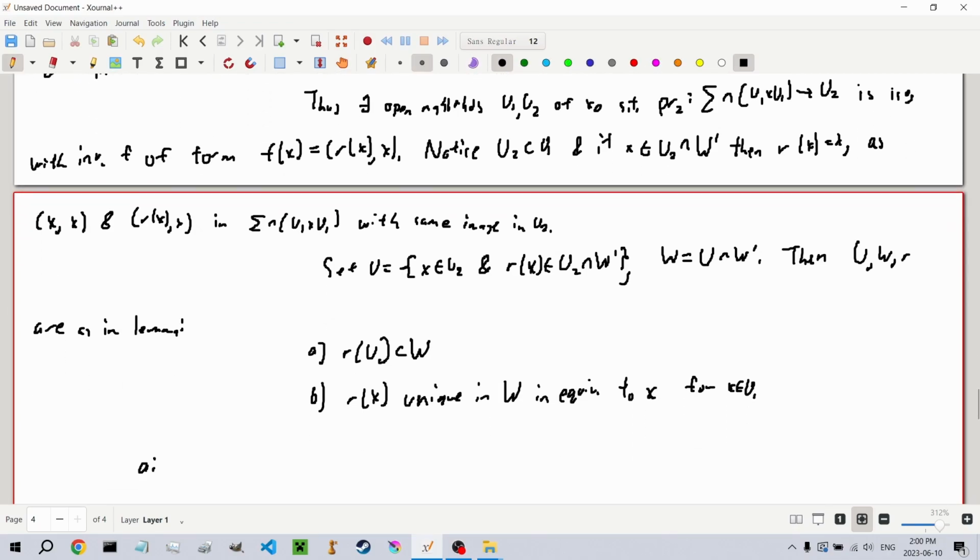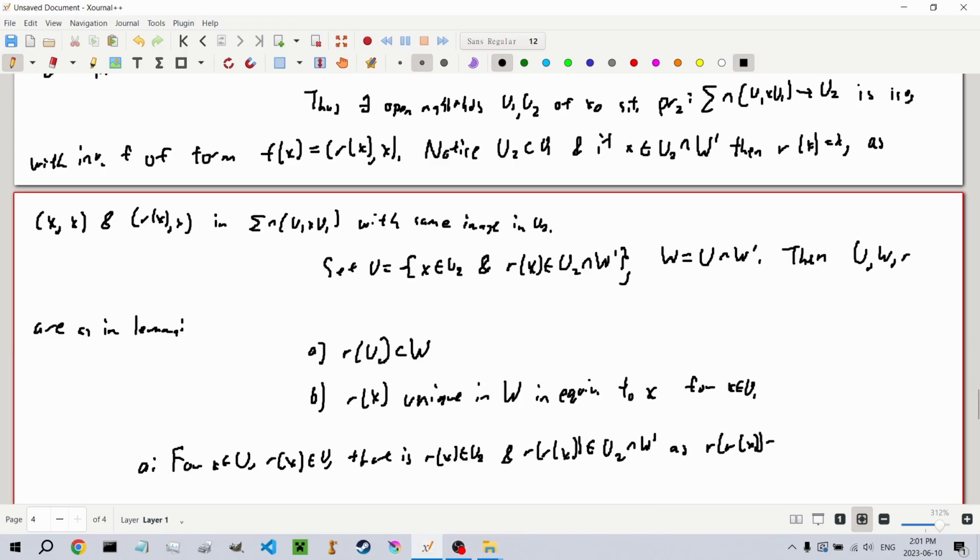For part A, we see that for x in U, r of x is in U. That is, r of x is in U2, and r of x is in the intersection of U2 and W prime, as r of x is going to be idempotent on x, which is going to be U2 intersecting W prime.